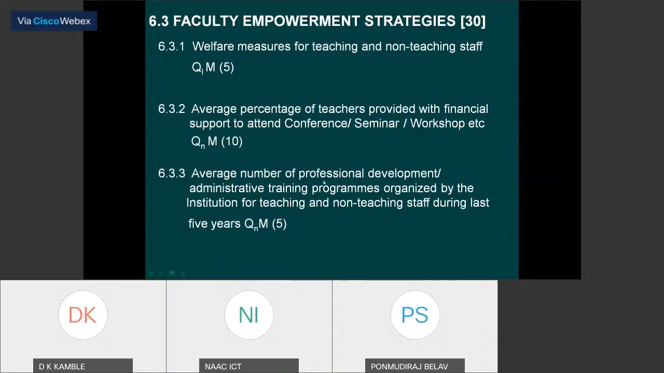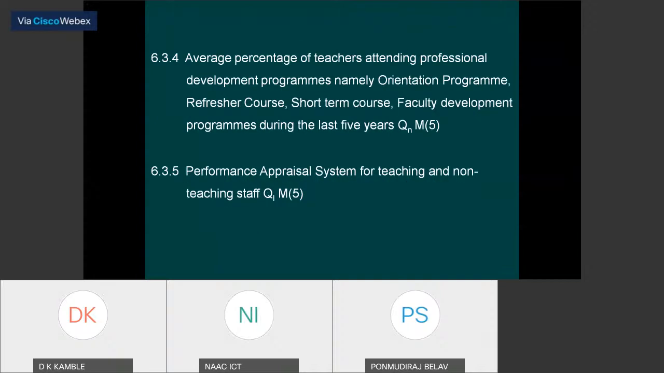Then the average number of professional development or administrative training programs organized by the institution for teaching and non-teaching staff. For teaching and non-teaching staff, how many training programs were organized by the institution? For that also, a brochure or brief record is required with photo proof.